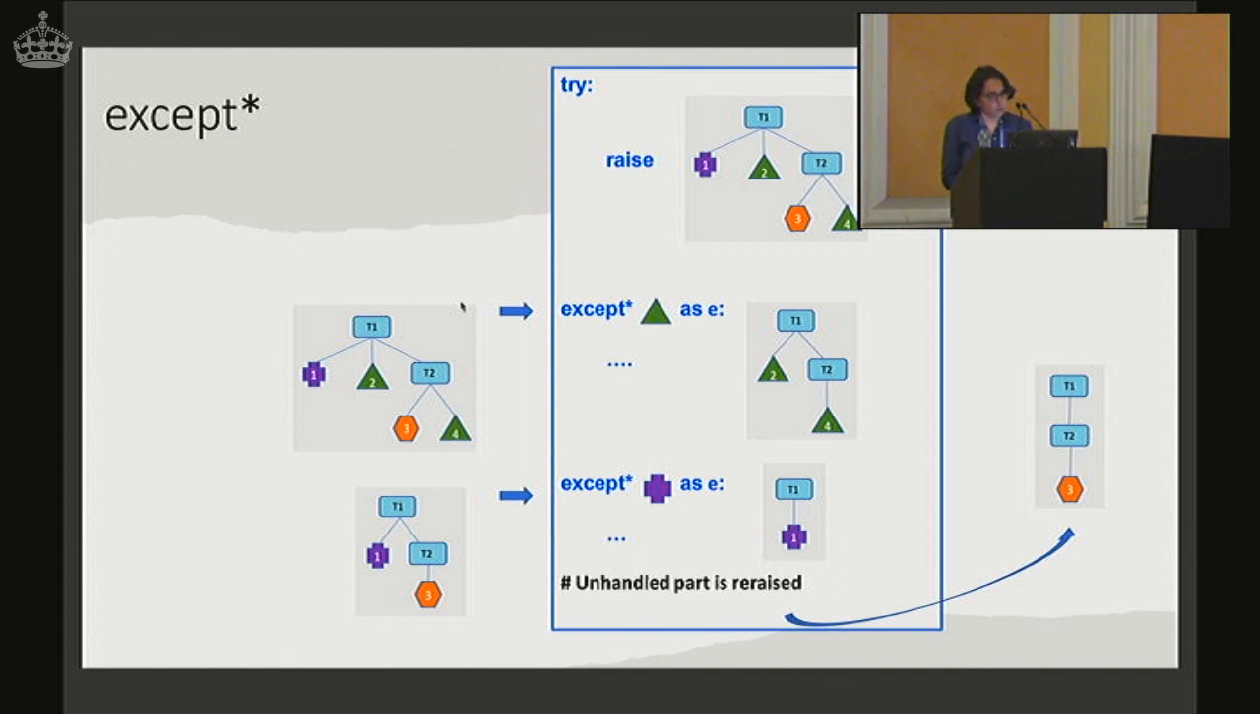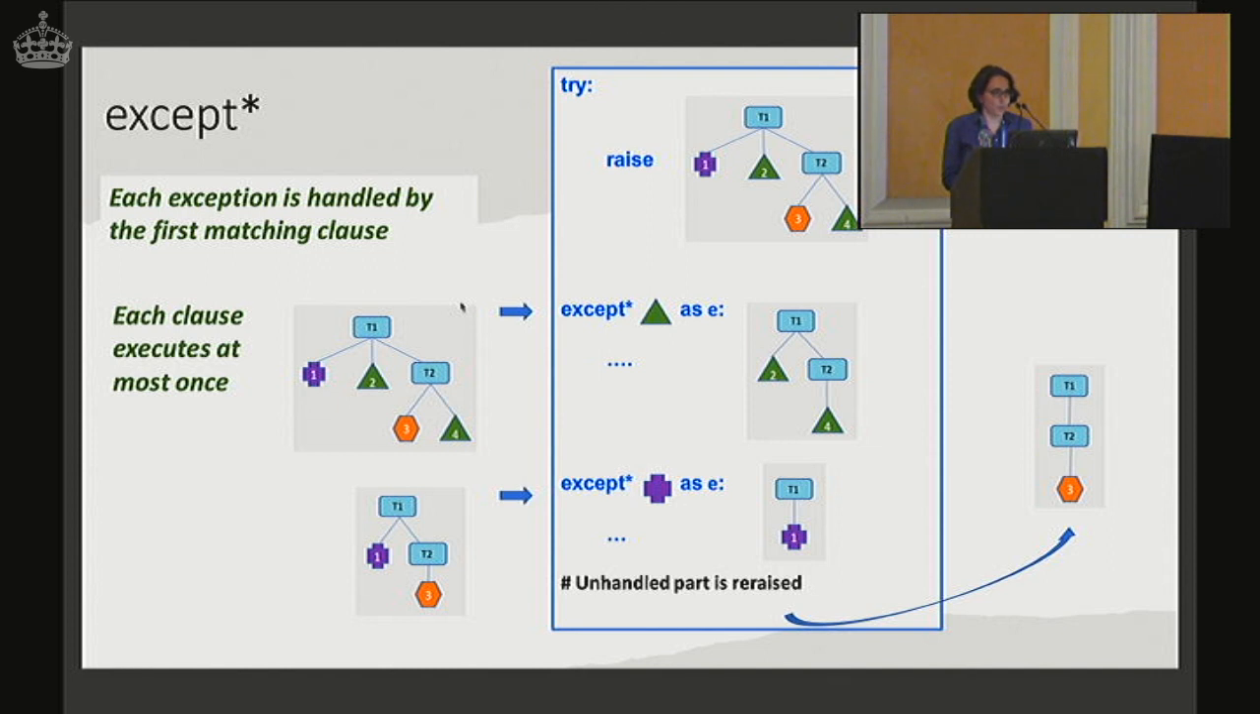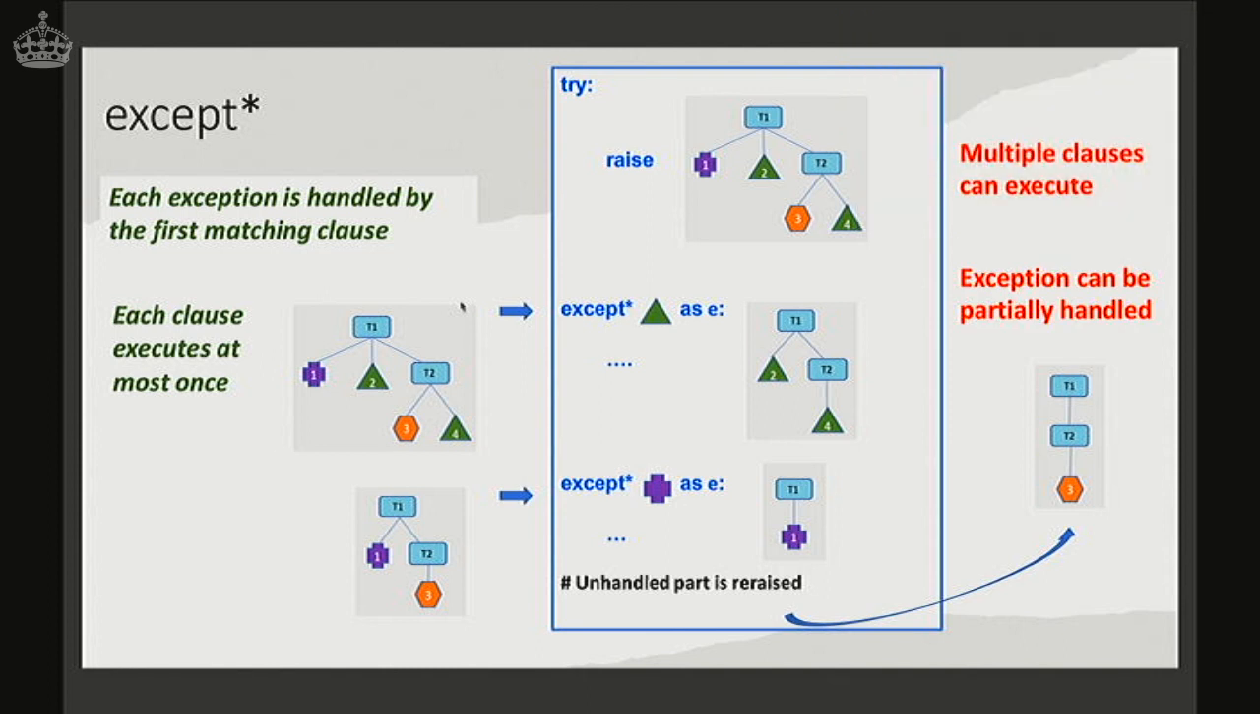So now, this has some similarities with except. Just like except, we know that each exception is handled by at most one clause, and each clause executes at most once. You execute the clause once on the whole group. But unlike except, we see that multiple clauses can be executed, and we can have partial matching of the exception. So these are differences.